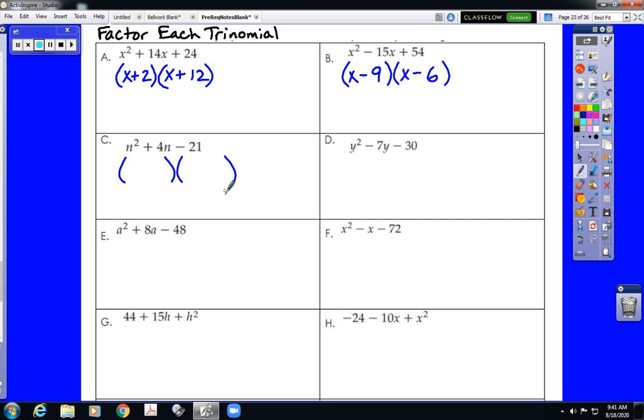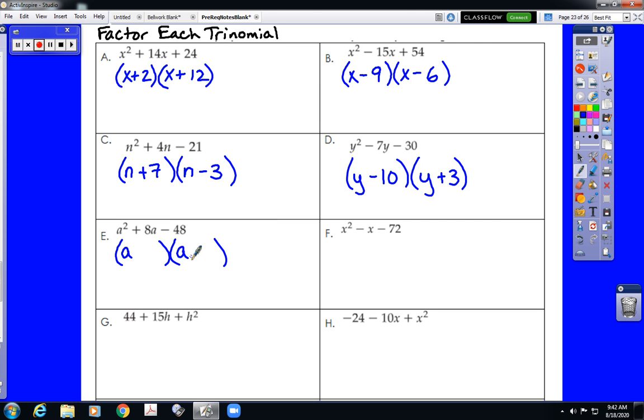For the numbers that multiply to negative 21 and add to positive 4, that would be positive 7 and negative 3. So n plus 7 and n minus 3. On letter D, two numbers that multiply to negative 30 and add to negative 7 would be negative 10 and positive 3. On letter E, we need two numbers that multiply to negative 48 and add to 8. That would be positive 12 and negative 4.